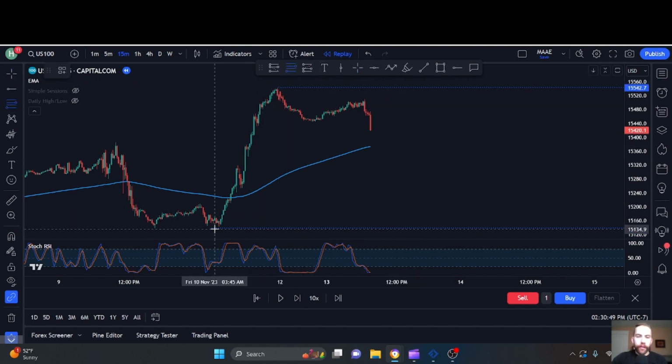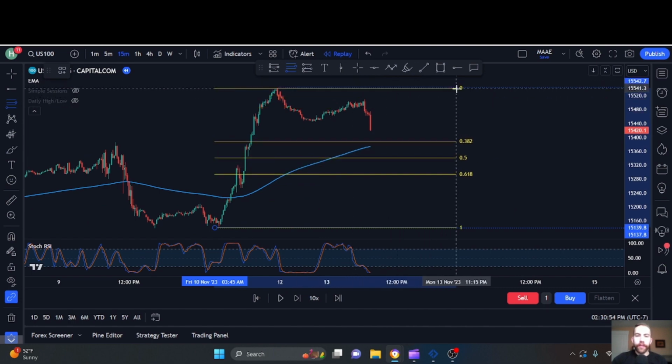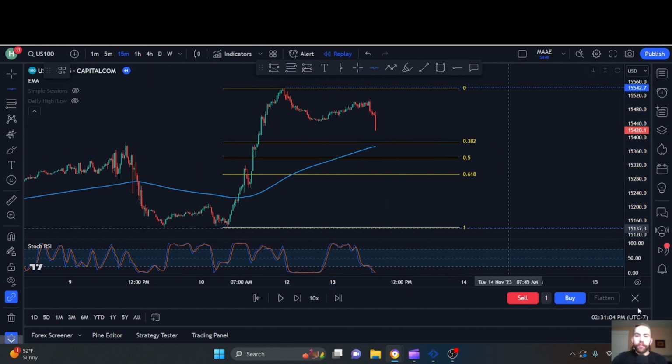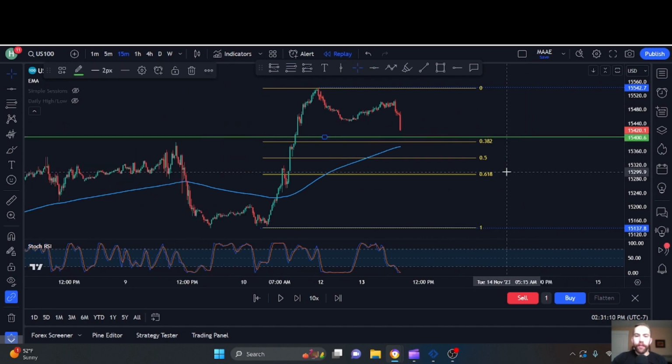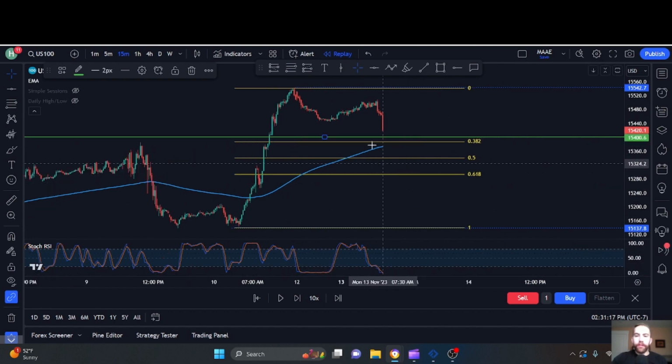I drew a Fibonacci retracement from previous day low to previous day high, and that put a significant level, 0.382, right at the support level of 15,400. So I was looking at that as a key level for support. And the stochastic RSI was also oversold at this point. So right at market open, I was looking for some kind of reversal to continue back up to previous day high for a nice long position.